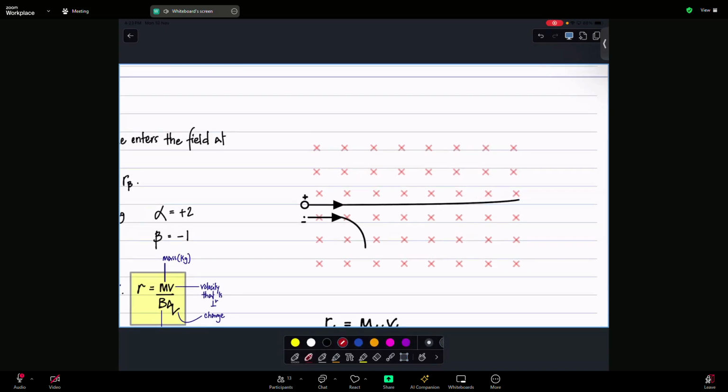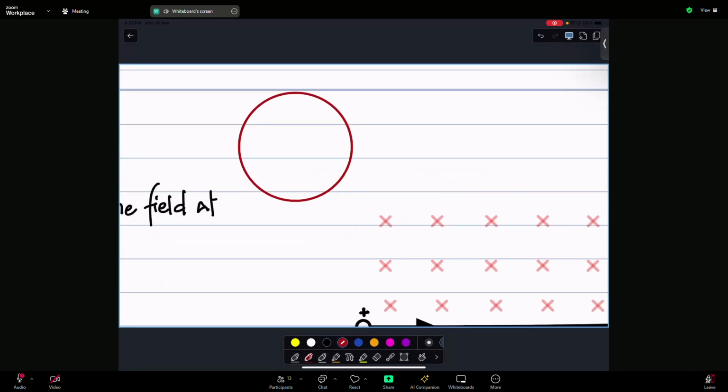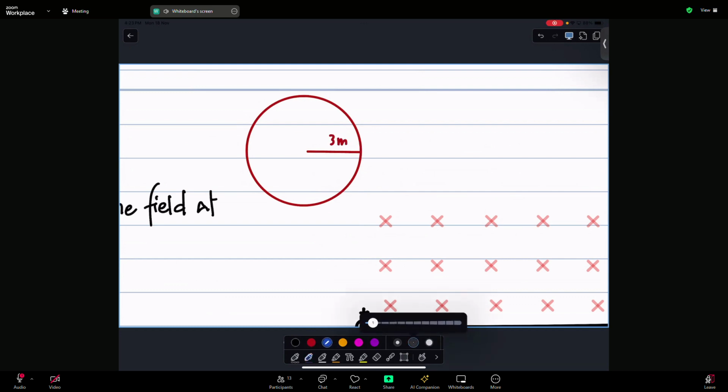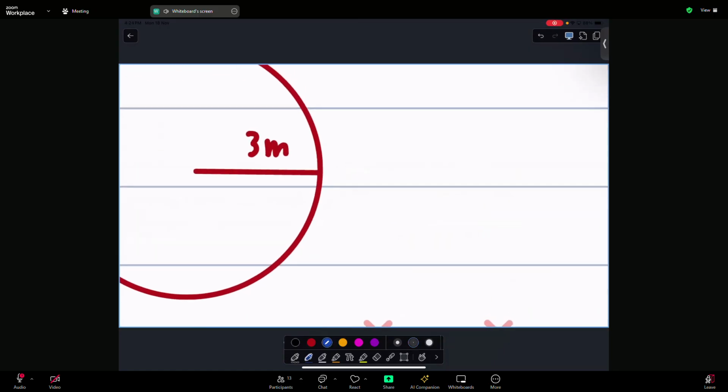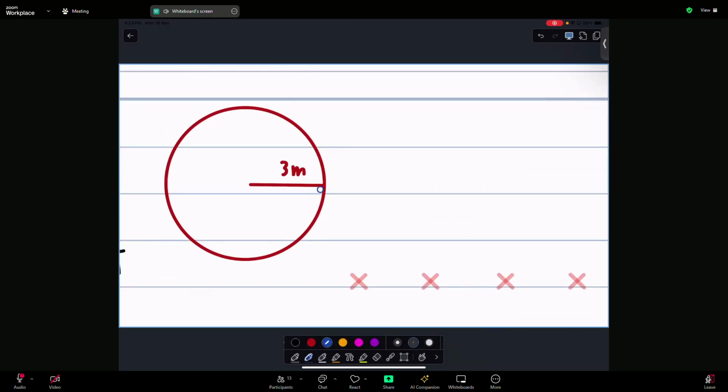Why is that so? To give you a better idea of how scales matter here, this is like the alpha particle's radius. Let's assume that to be 3 meters. The beta particle radius is going to be 1 centimeter. So if one is 1 centimeter, the other is going to be 3 meters. How does that look in real life? The beta particle will spiral here within the tip of my fingers, and the alpha particle will take the entire room to spiral. It will just go in a big circle in the entire room.